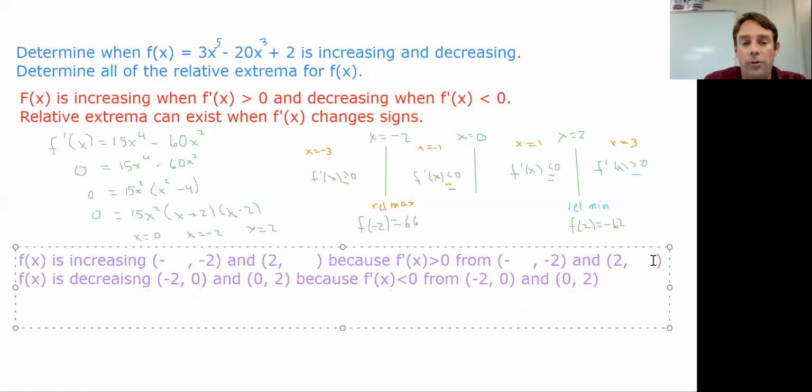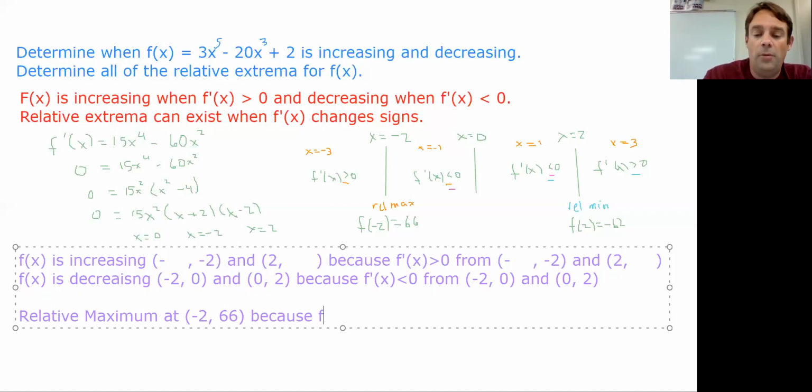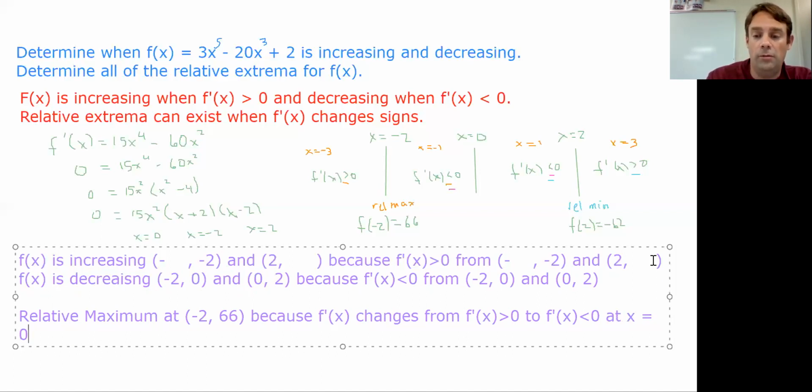So we have our increase and decrease. Now we can talk about our relative min and maxes. We have a relative maximum at, remember, relative extrema are always written as points or locations, because f prime of x changes from greater than 0 to less than 0 at x equals -2.